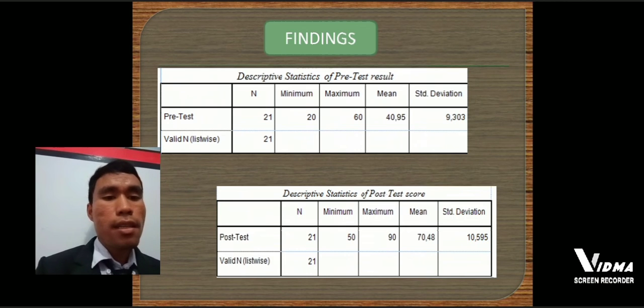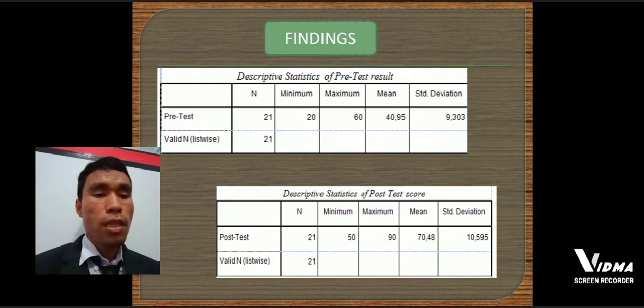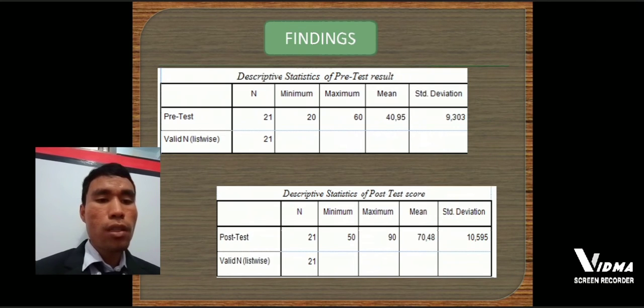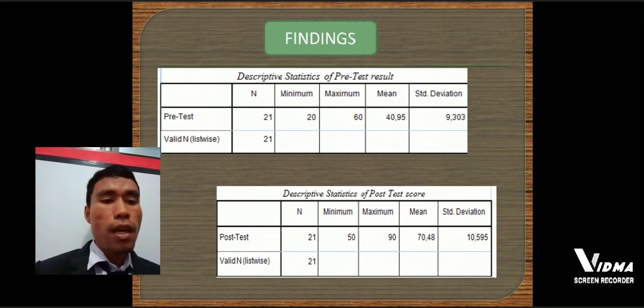And the next is descriptive statistic of post-test score. In this test, the respondents are 21 students and minimum score in post-test is 50 and maximum score in post-test is 90 and the mean score is 70.48.